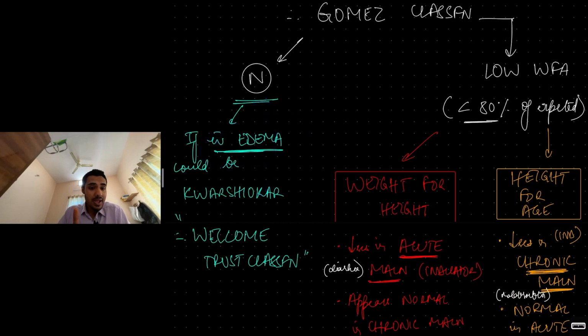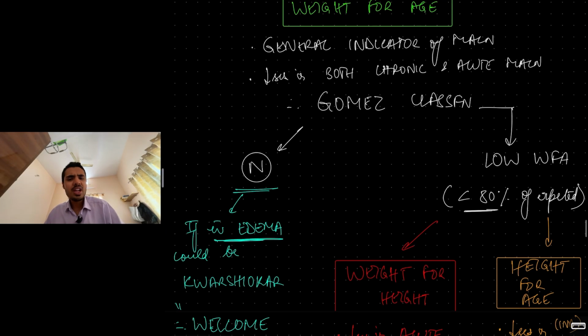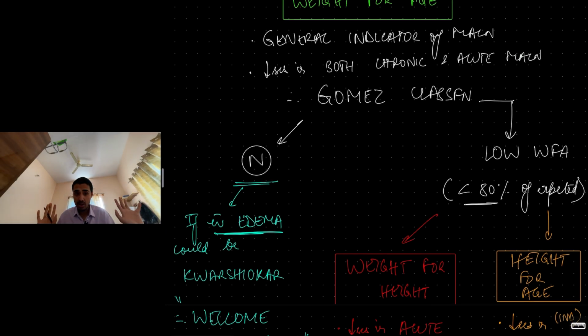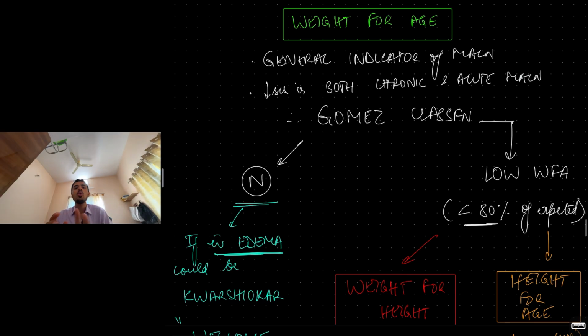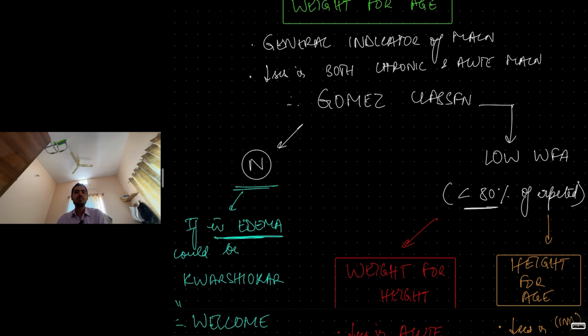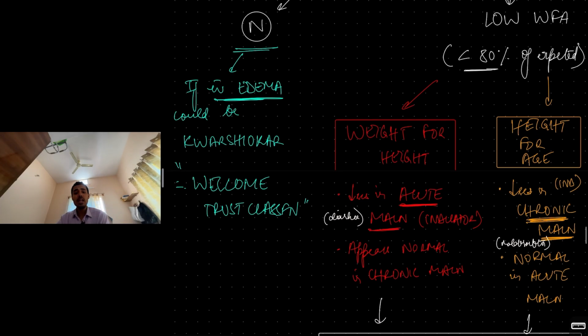So when this happens, you have to use something known as Wellcome Trust classification. So normal weight for age, usually it is good, no malnutrition. But normal weight for age with edema, it can be kwashiorkor. Then you have to do Wellcome Trust classification. Okay. Now weight for age is low, low weight for age, malnutrition. What is the criteria according to Gomez? When the weight for age is less than 80% of expected weight for age, it is low. Okay, low weight for age is malnutrition.